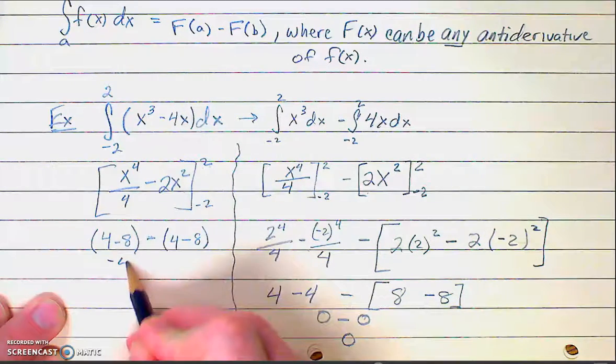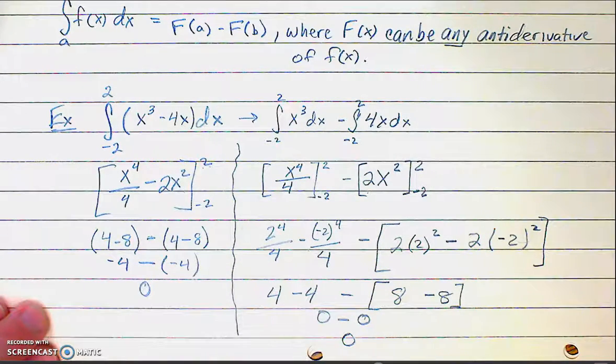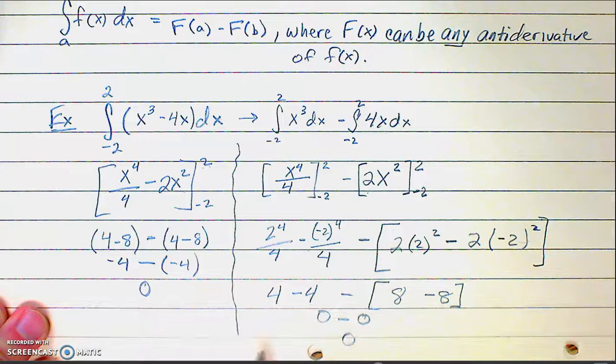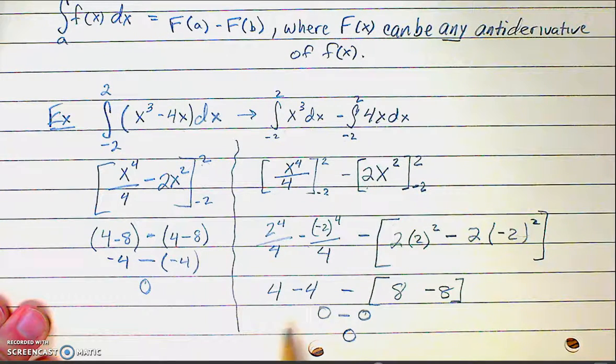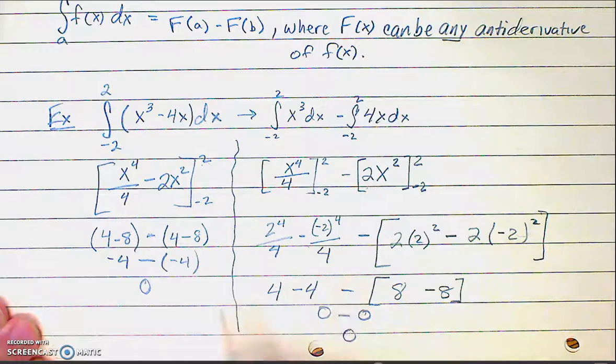So we end up getting negative 4 minus negative 4, which is just 0, right? So either way, we get a net change of 0 when we evaluate the integral. Now let's look at why that would be using our calculator.